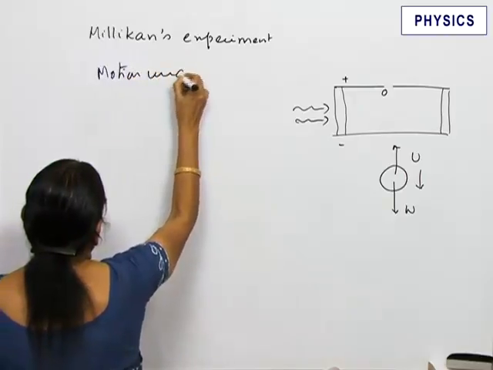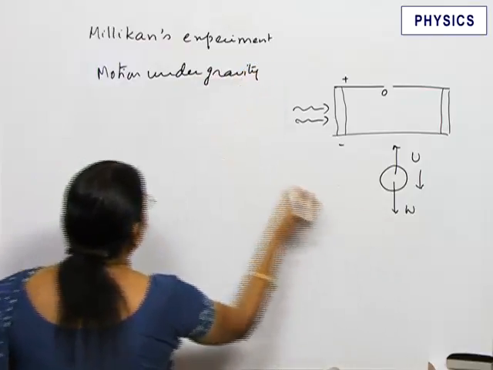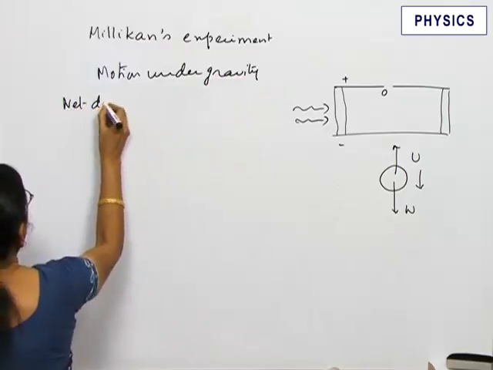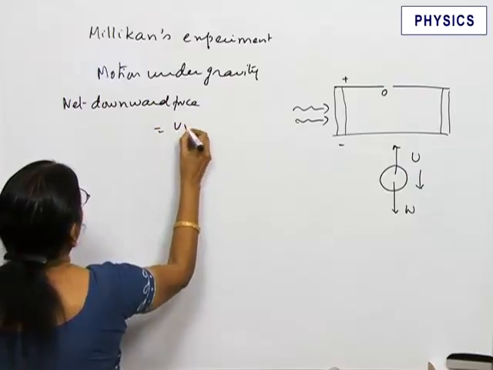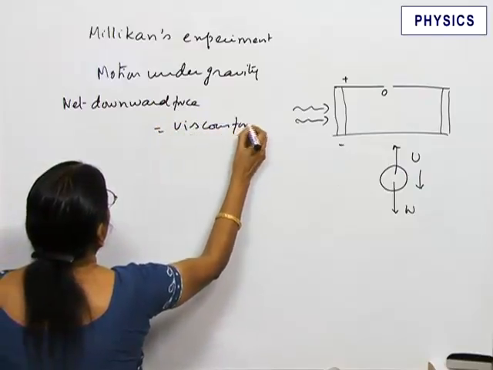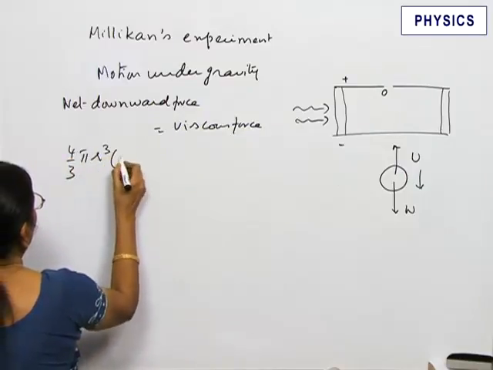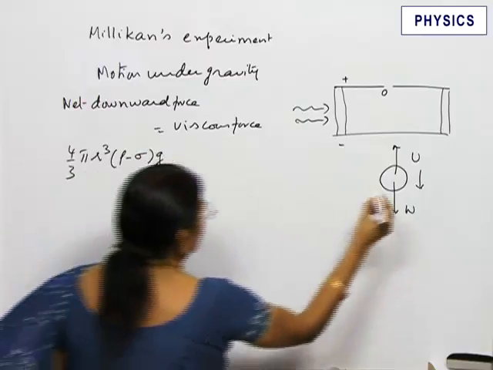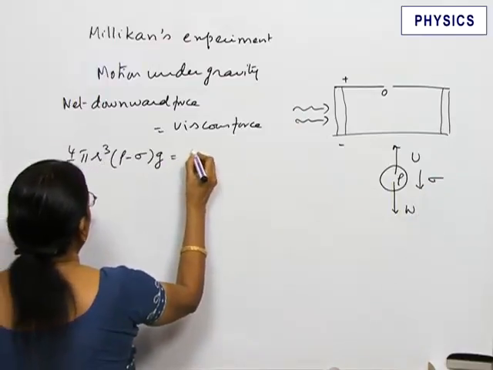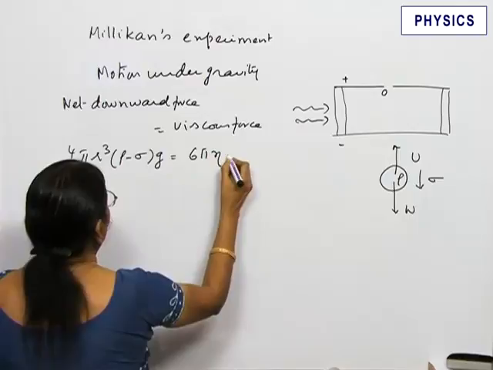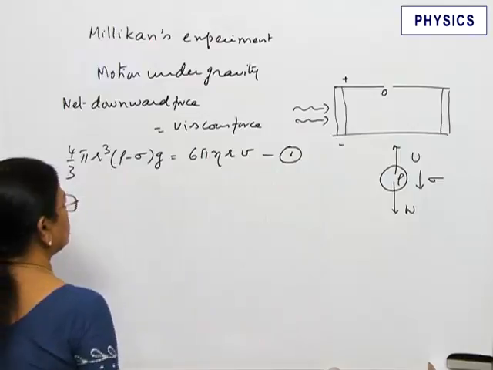Now let us say first, motion under gravity. That is, the drop is moving down by its own weight. So what is the net downward force? The net downward force on the oil drop equals the viscous force, then only terminal velocity will be reached. Net downward force is 4/3 πr³(ρ − σ)g, where ρ is the density of oil and σ is the density of air. That is equal to 6πηrv, where v is the terminal velocity. So this is the first part.